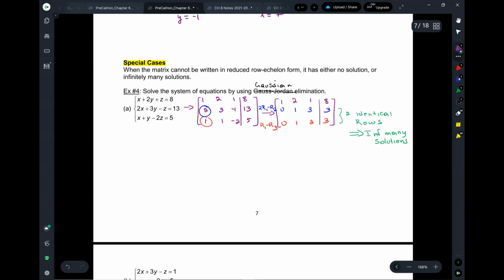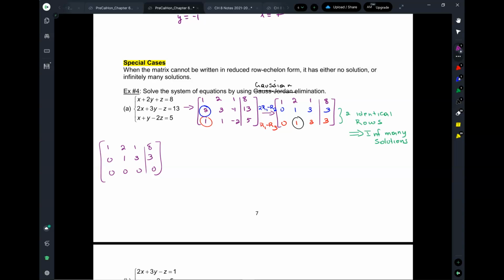Because what happens if you now wanted to get rid of this one? What would you get? I don't necessarily want to make you write this, but I'll just do it. You just watch. So we would have gotten 1, 2, 1, 8, 0, 1. If I wanted to get rid of this one, I would subtract row 2 minus row 3 and get 0, 0, 0, 0, which means I would get 0 equals 0, which is all real numbers. So it's infinitely many solutions.